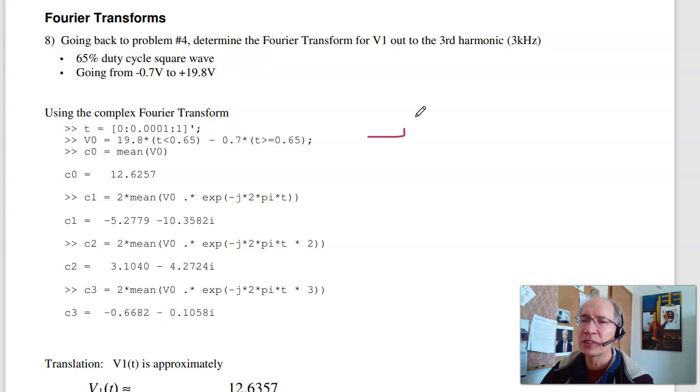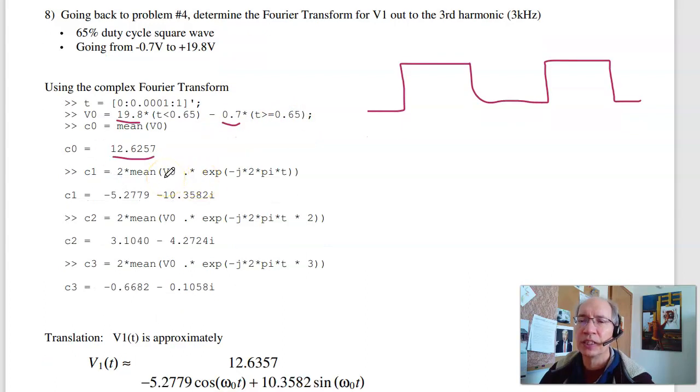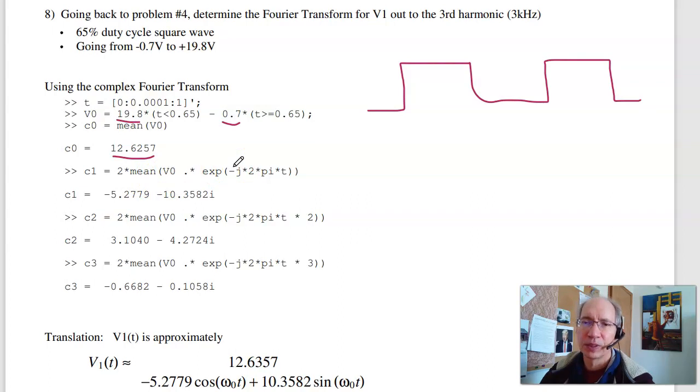So do that. Find the DC term, first input V0, and I'm going to use a little bit more accurate model. It's 19.8 volts, 65% of the time, minus 0.7, 35% of the time. C0 is the DC level, the average. C1 is the Fourier transform. It's twice the average of V0 hit with a cosine of j omega naught t. Here t goes for 1 second, because 1's a nice number.